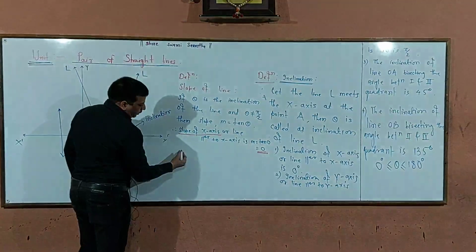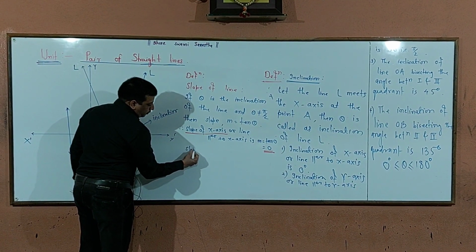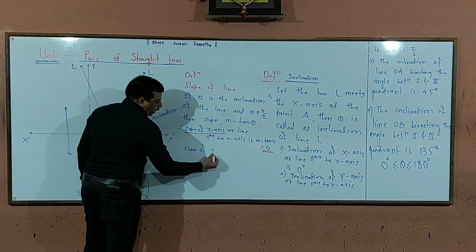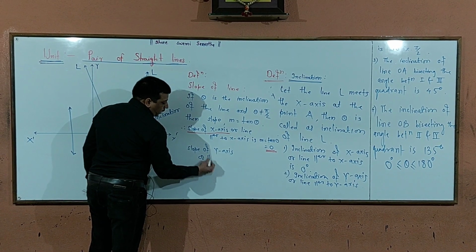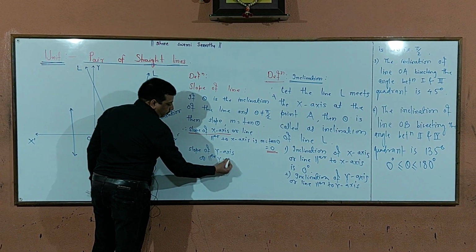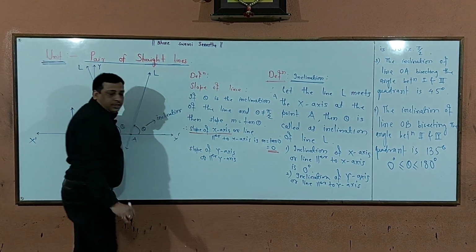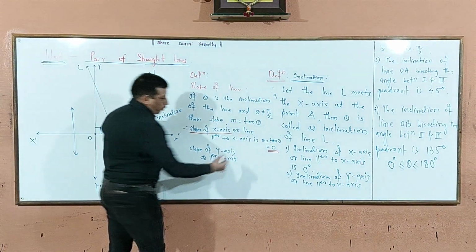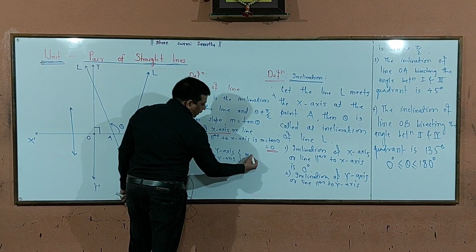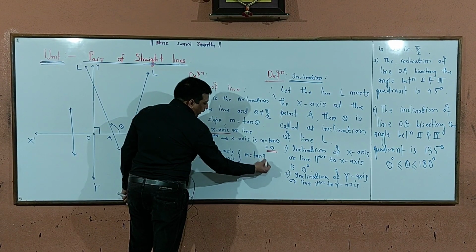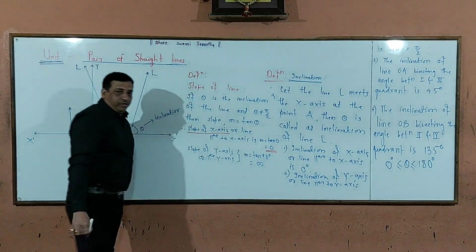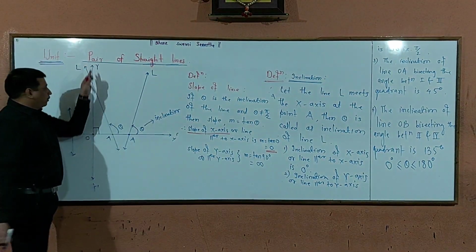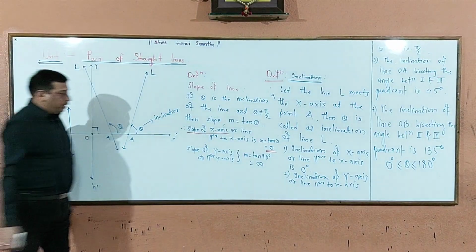Then second, the slope of the y-axis or a line parallel to the y-axis. Again here m is equal to tan 90 degree, and tan 90 degree is infinity. So the slope of the y-axis is not defined.